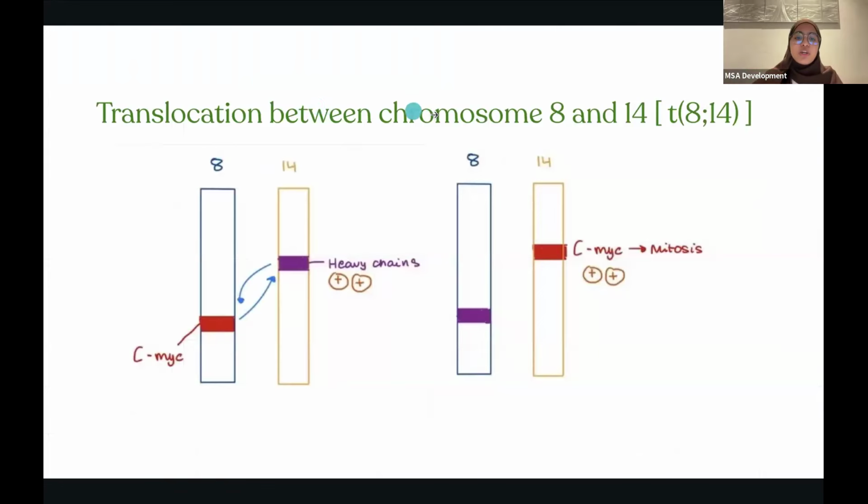It occurs due to translocation between chromosomes 8 and 14. So chromosome 8 has the CMYC gene, and this gene is going to translocate with the heavy chain again. And the heavy chain is normally very upregulated. When the translocation happens, CMYC is overexpressed, so it causes increased mitosis and therefore causes Burkitt's lymphoma.